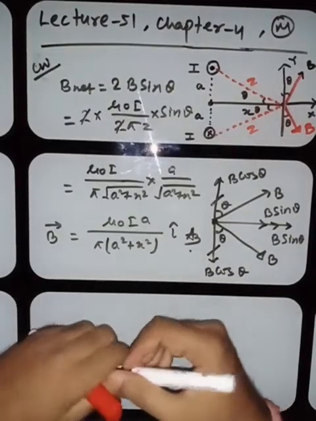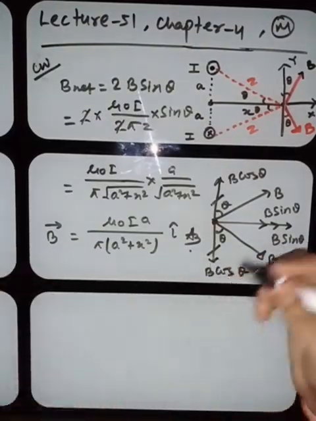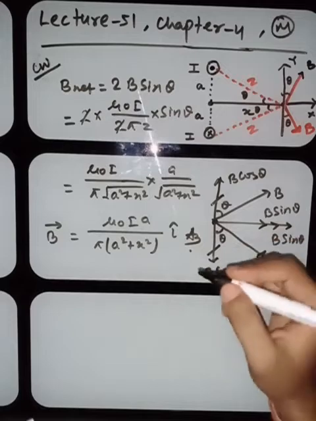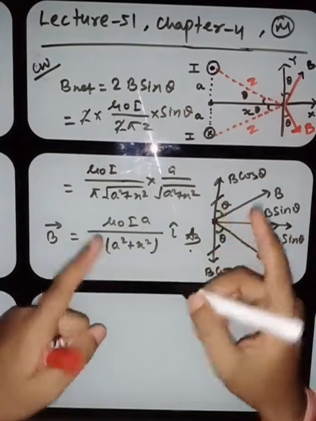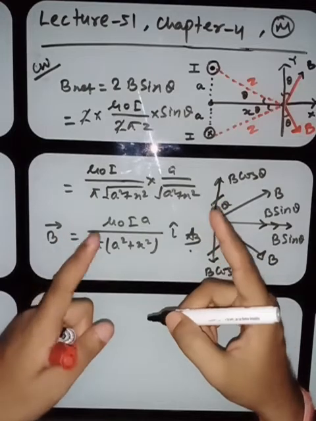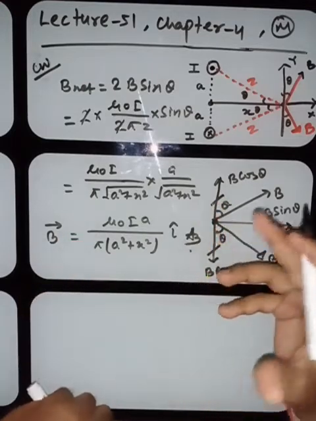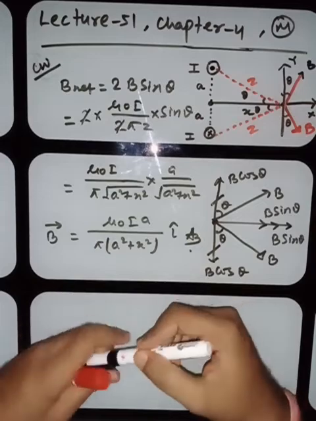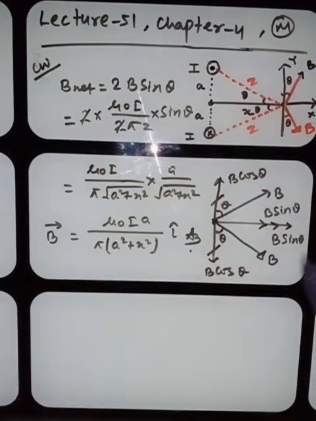Now we'll proceed to the next topic. It is the magnetic field at an axial point, that is, the axis of a circular coil, and the magnetic dipole moment we will discuss. Alright, so let me wrap this one up first.